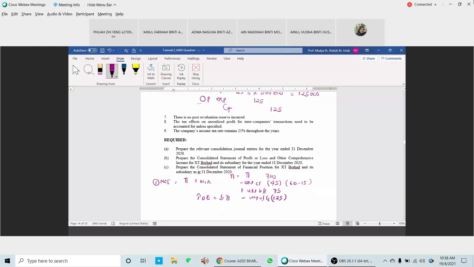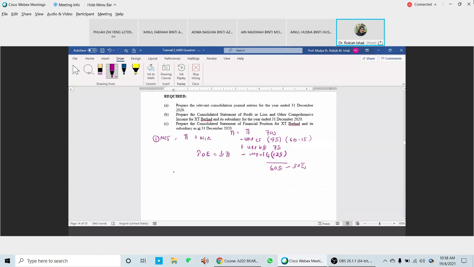Okay, so at the end, we're going to have 605. For 605, the NCI is entitled to 30%. So we're going to debit NCI for the statement of comprehensive income and then credit NCI in the financial position. So you're going to have 30% times 605, which is 181,500. This is the first one, share of profit.